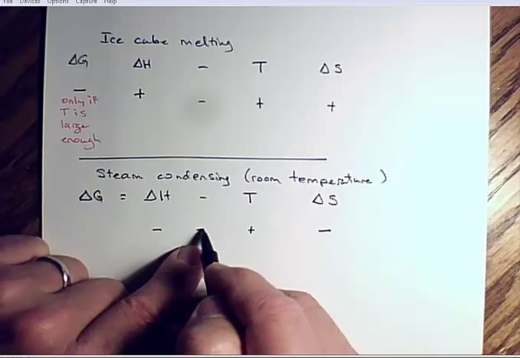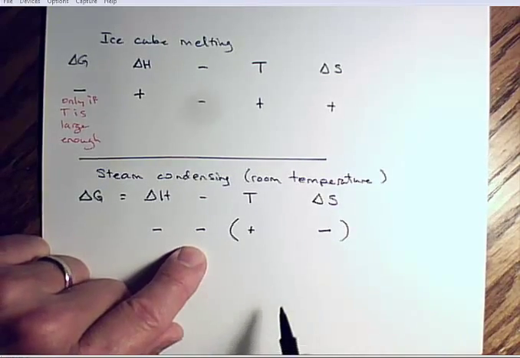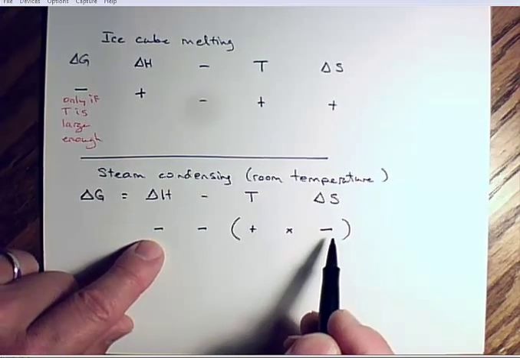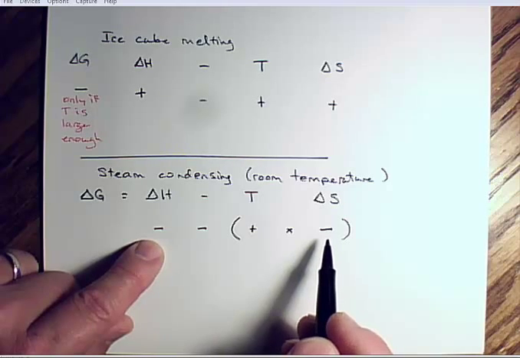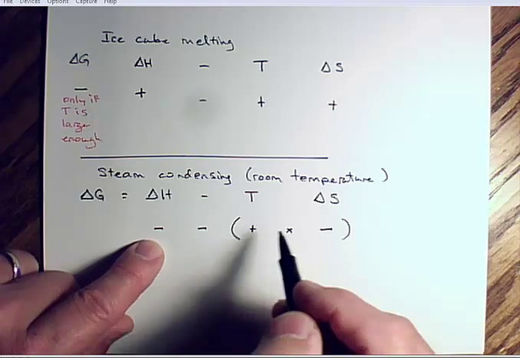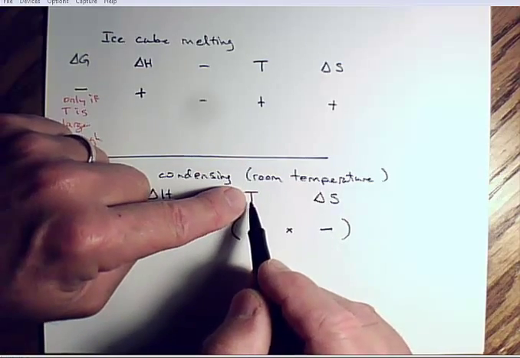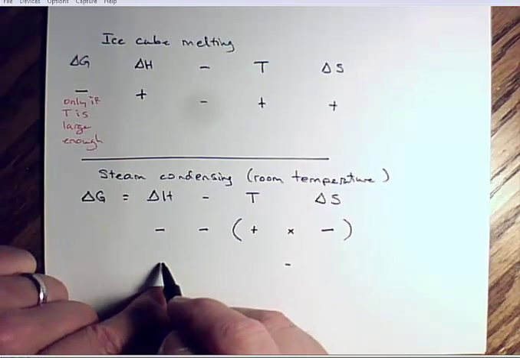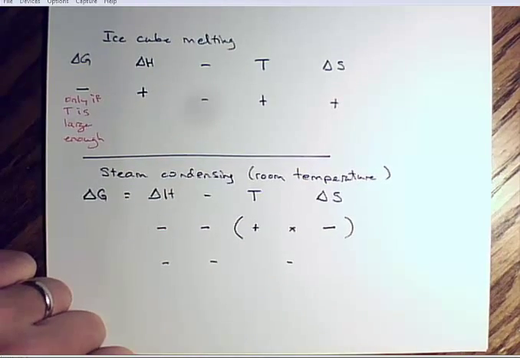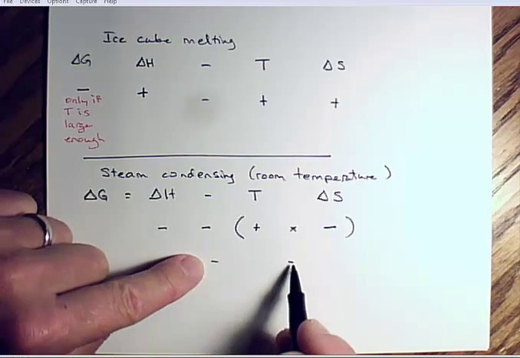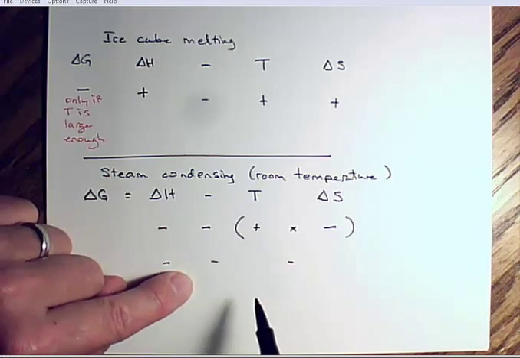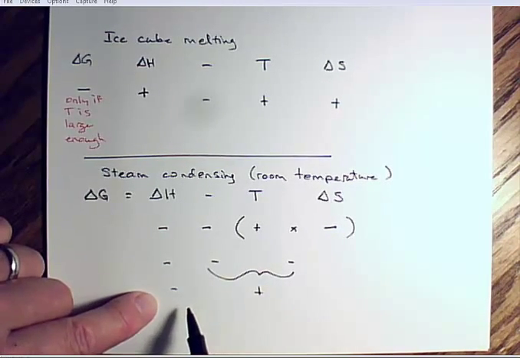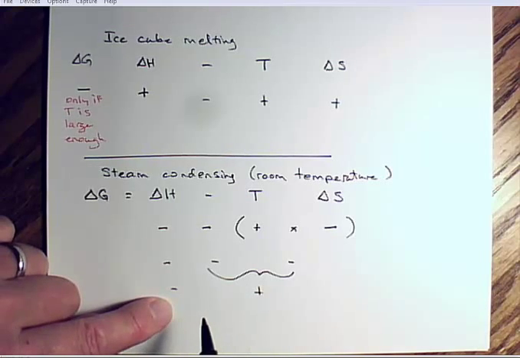All right, so we've got this negative term times these two things. These are multiplied times each other. When you have T times delta S, with temperature being positive and delta S negative, this overall term is negative. So we have a negative term minus a negative term. A negative term times a negative term means that's positive. So those two together make that positive. Now we've got this minus term and this positive term.